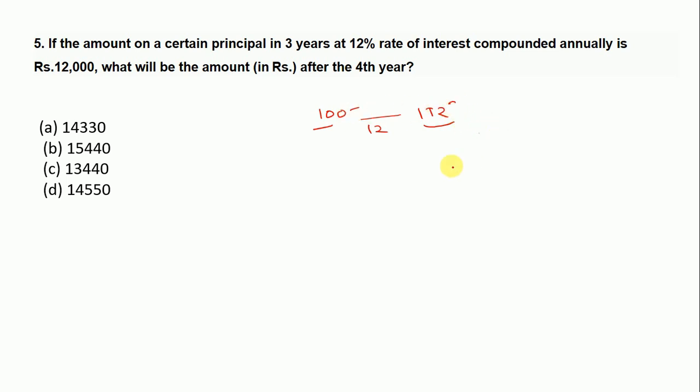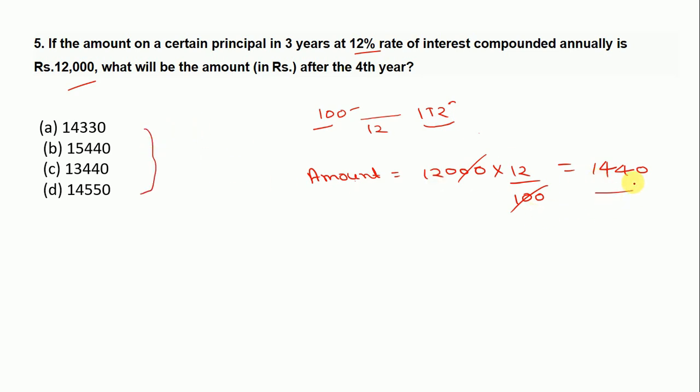So after 3 years, amount is 12,000. So amount means principal plus interest. So after 3 years, amount will be 12,000. So it has been asked to us, what will be the amount after 4th years? So rate of interest is 12%. Just calculate 12% of 12,000 and it will come out as 1440. 1440 is not available in answer.